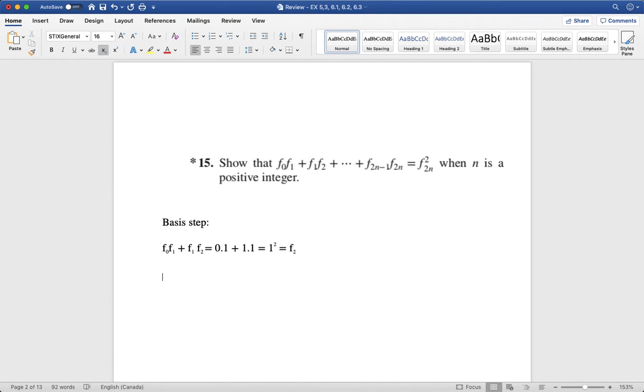We take the least element in the domain where n is a positive integer. The least positive integer that we have here for f0 is 1, so we take 0 here. Now the next step is of course the inductive step.